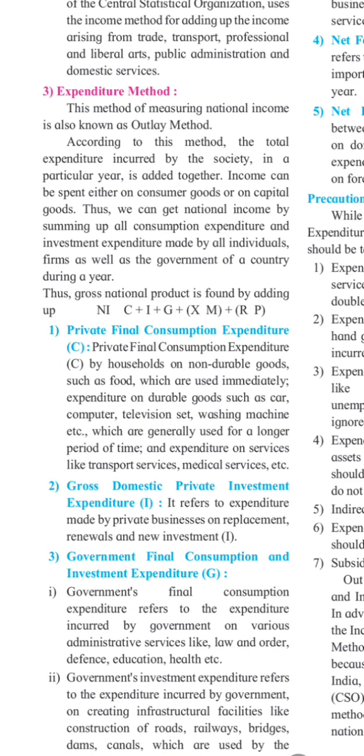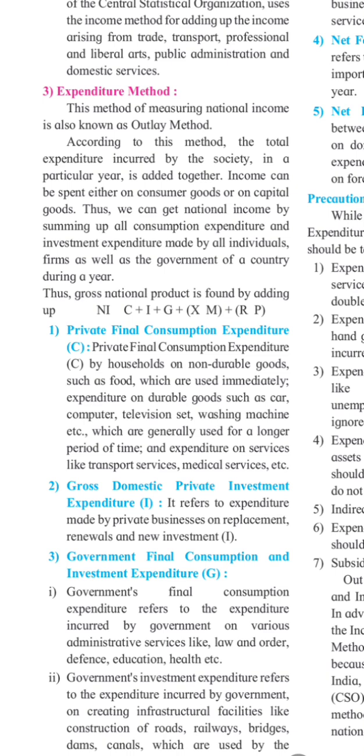This method is also called the outlay method. According to this method, national income is measured by adding all expenditures made on final goods and services during 1 year. Formula: national income is equal to private final consumption expenditure plus gross domestic private investment expenditure plus government final consumption and investment expenditure plus net exports plus net receipts from abroad.